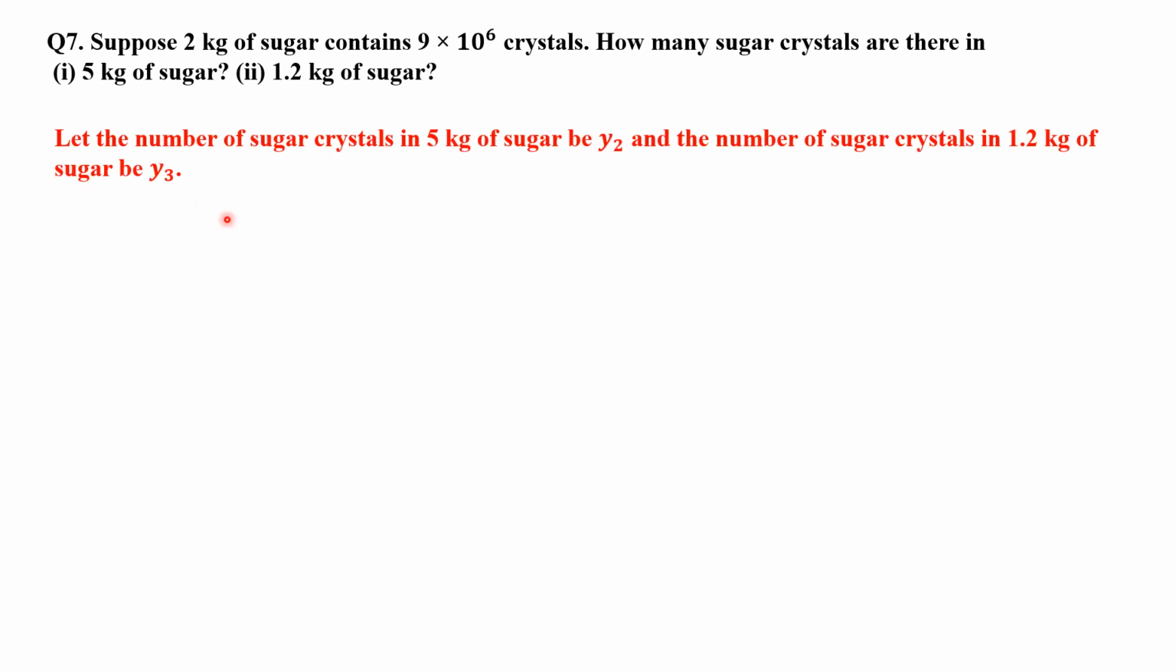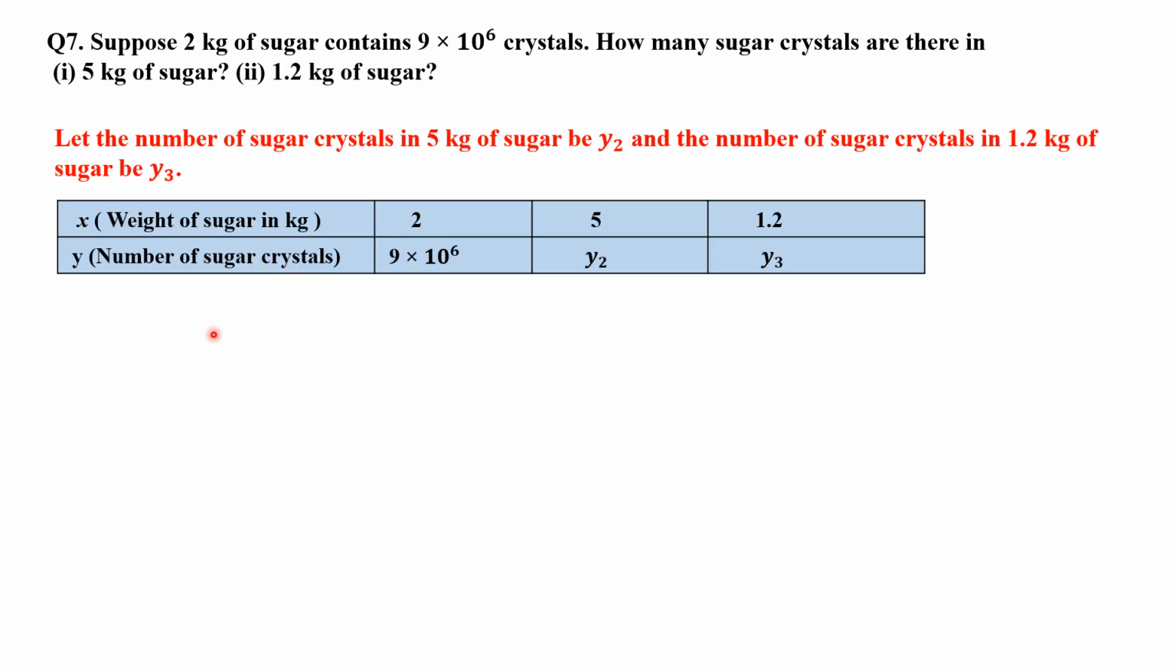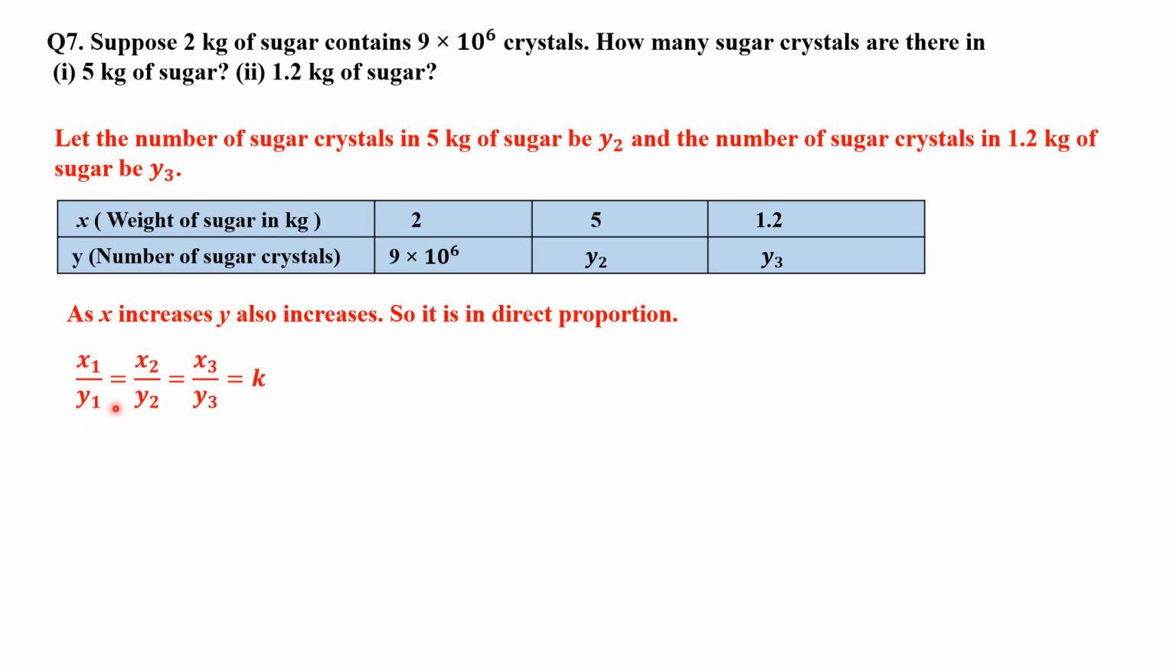So I am going to assume that the number of sugar crystals in 5 kg of sugar be y2 and the number of sugar crystals in 1.2 kg of sugar be y3. And as I said, as the weight of sugar will increase, the number of sugar crystals will also increase. So from here I can say if x will increase, y will also increase. So it is a case of direct proportion. And we know that in a direct proportion, the ratio will be a constant. So I can write it like this: x1 by y1 equal to x2 by y2 equal to x3 by y3 equal to k, where k is a constant. So the ratio will be the same throughout.